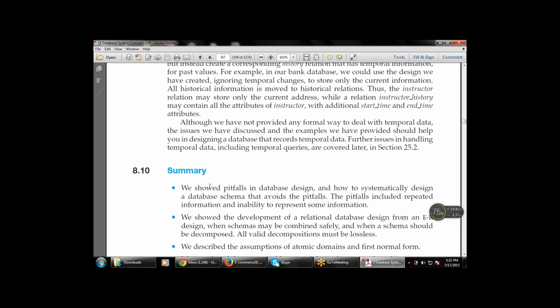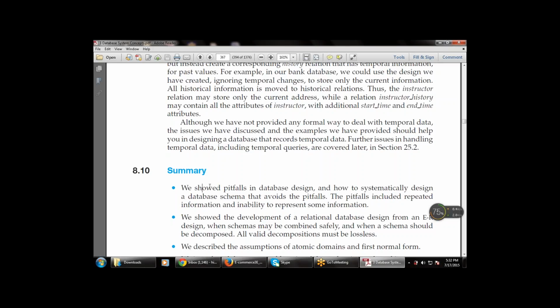Now next is a summary, that is we have finished with the chapter. This is a summary of chapter number 8. First of all, we showed pitfalls in the database design and how to systematically design a database schema that avoids the pitfalls. So there are some loopholes available in database design. The pitfalls include repeated information and inability to represent some information.